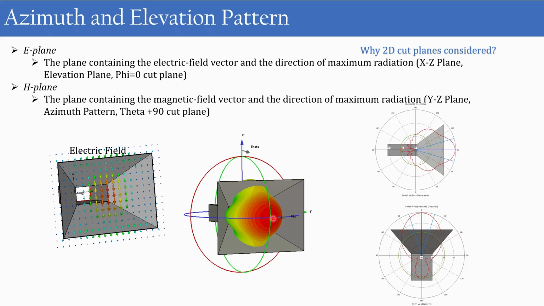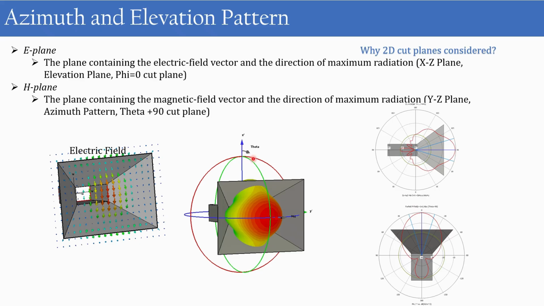So if I want to see the elevation plane in CST or other software, if I'm considering a spherical coordinate system, here you can see the coordinates theta and phi. So if I have to take this elevation cut, what I can do is put phi equal to 0.